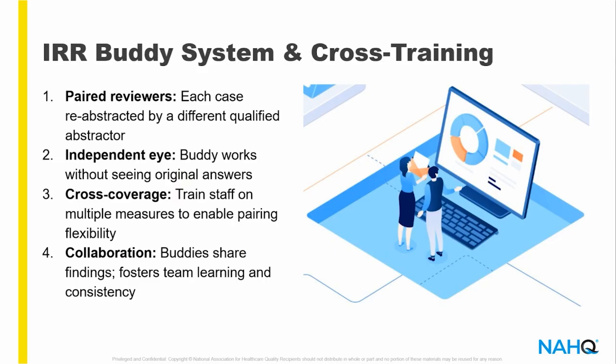Finally, your leadership support matters here. Protecting time to support IRR is paramount. You may need to recalibrate productivity expectations and workloads so that these quality checks don't feel like extra unsupported work. Leaders can also use IRR results to monitor staff competency and guide targeted development over time, reinforcing professional growth.